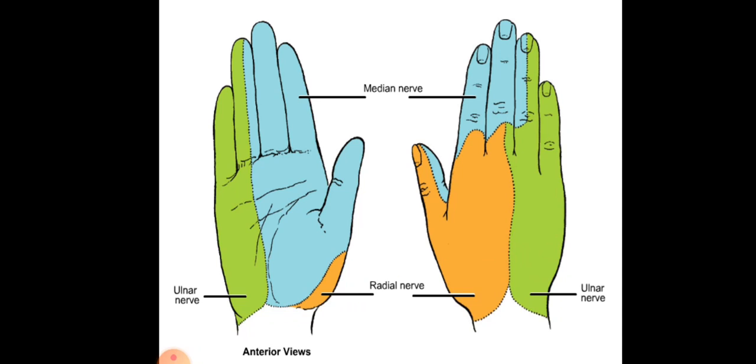The median nerve supplies the lateral 2/3 of the palm of the hand, 3.5 fingers on the palmar aspect of the hand, and the distal half of the 3.5 fingers on the dorsum of the hand. Okay.